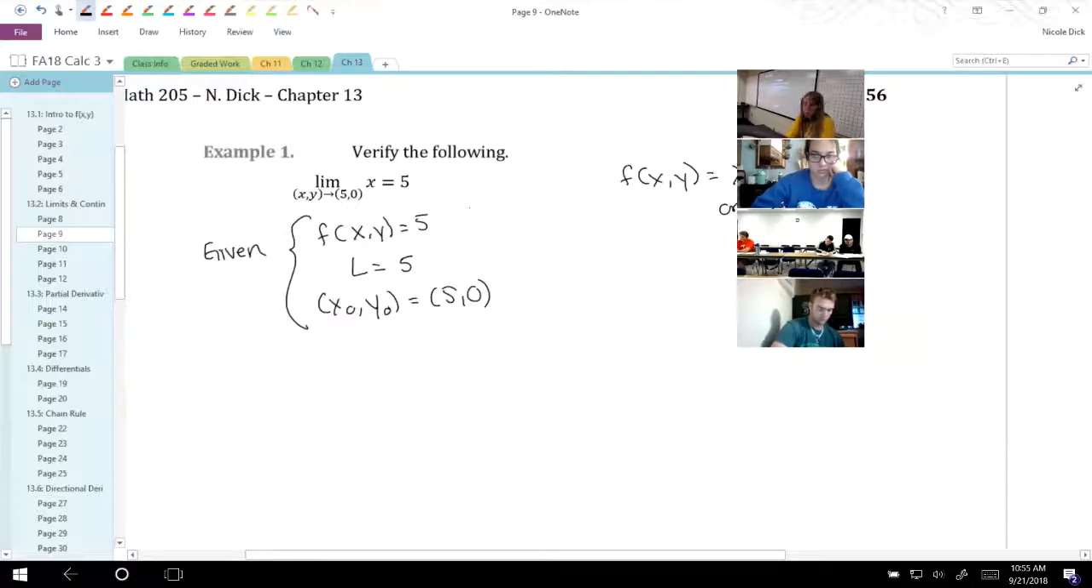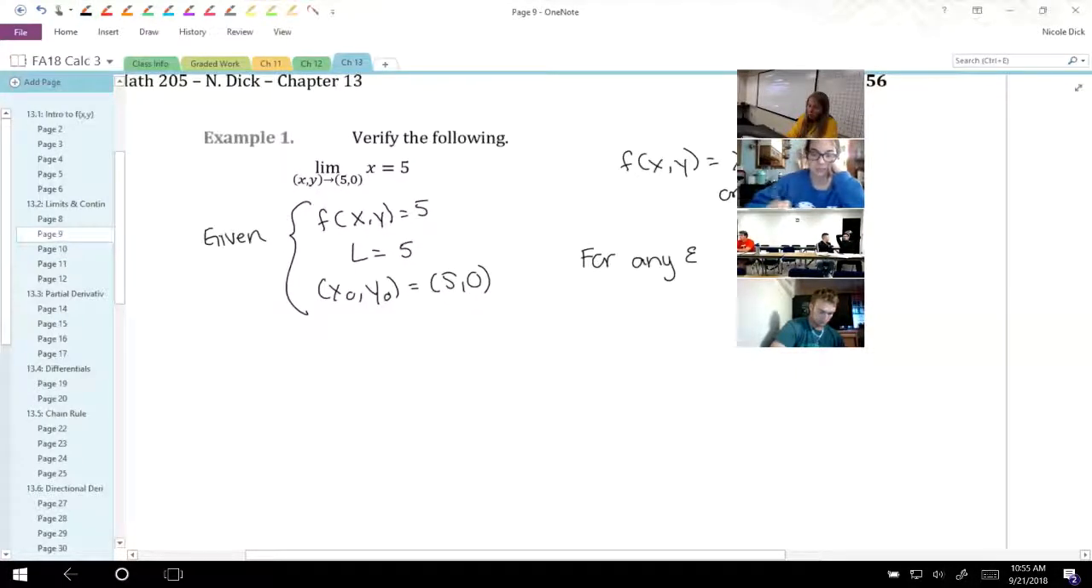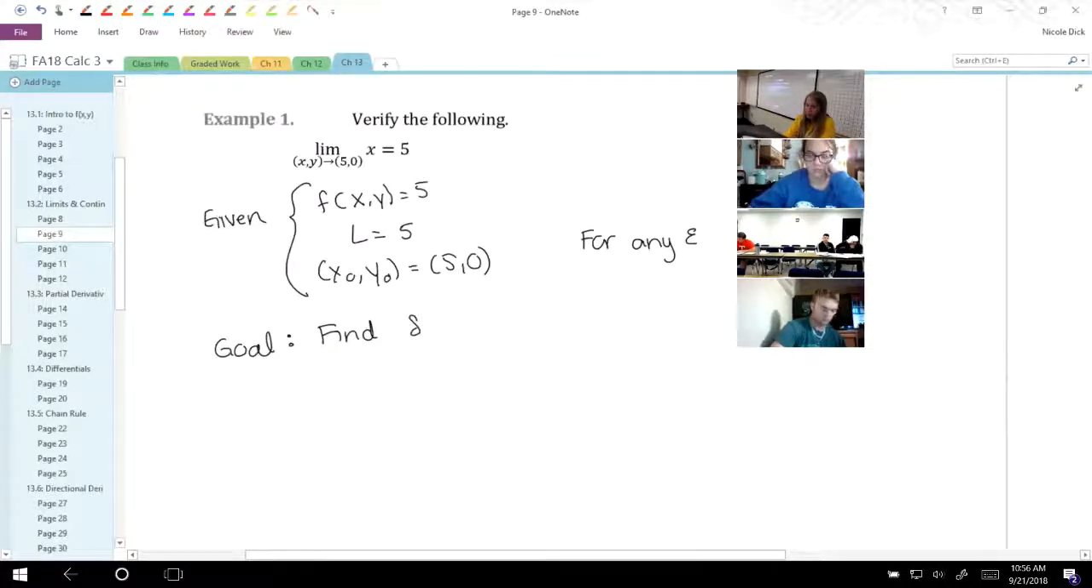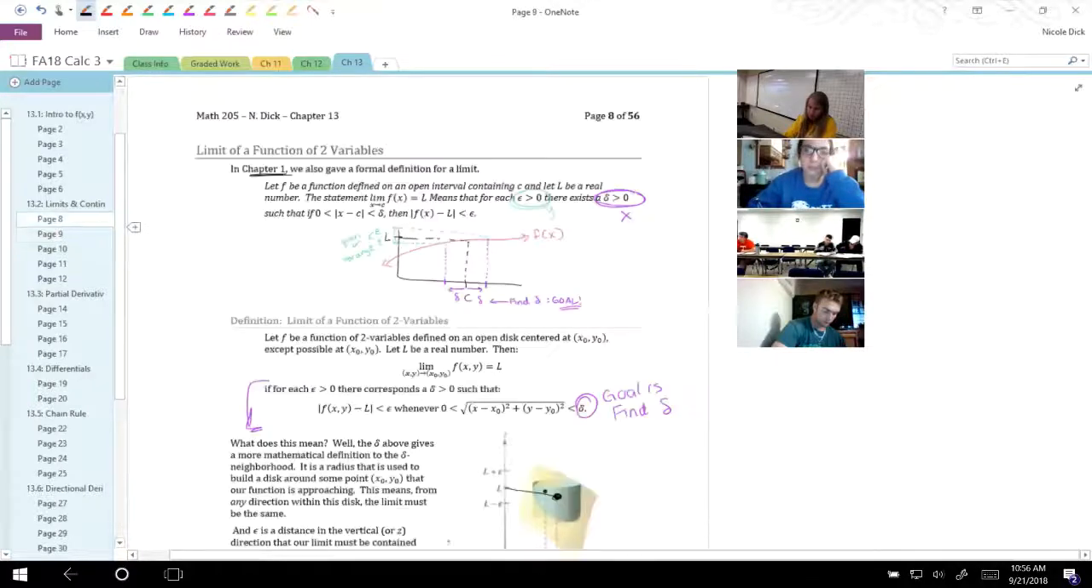Okay? There's no mention of what epsilon has to be, so we are doing this for any epsilon. So it's just going to be in terms of epsilon in the end. And remember, the goal of what we're trying to do, and we're just going to stop after we find delta, is to find delta. So we want to find a delta that satisfies those inequalities in that definition we had on the previous page there. So here is one way we can approach this problem.